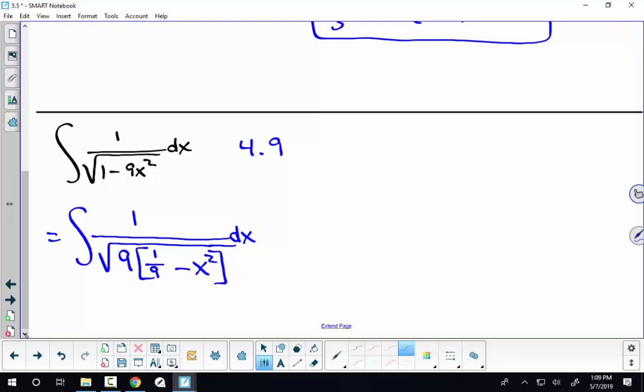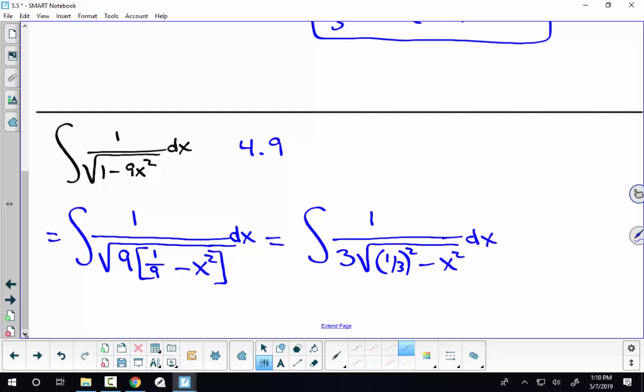And then in the bottom, since we have the square root of a product, we can take the square root of each individual term multiplied. So here, the 1 over square root of 9 just turns into 1 over 3. And then we have the square root of 1/9 minus x squared, or 1/3 squared minus x squared. It's just another way you can do it.